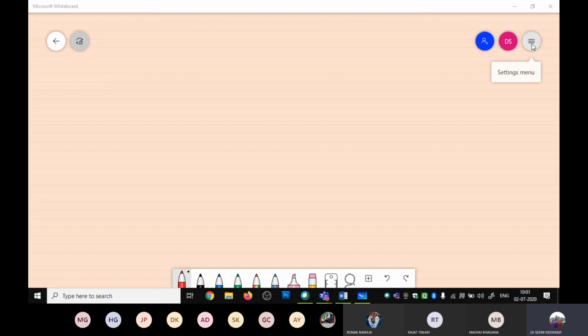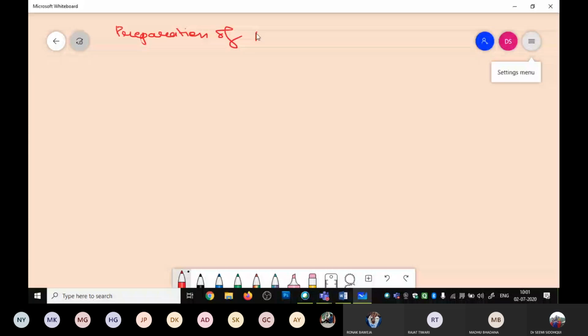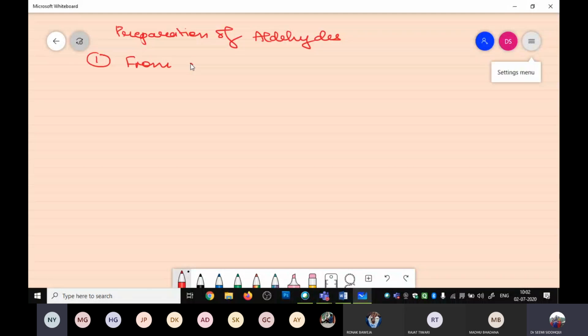Starting from the named reactions, the very first reaction for the preparation of aldehydes and ketones we are going to do is from acyl chloride. What does acyl chloride mean? It is the acid chloride.